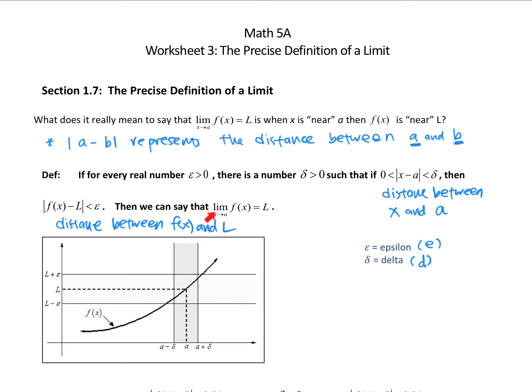Then we can say the limit of f of x as x approaches a. So x approaches a is represented this way, and the limit is equal to L is represented this way, right? So in practice, what's going to happen is they're going to give us epsilon, and basically we have to find the delta such that this thing happens, right?